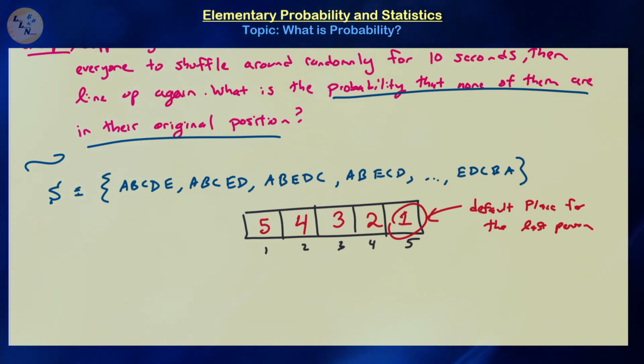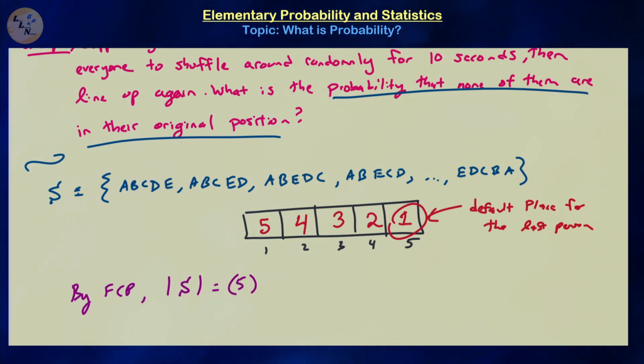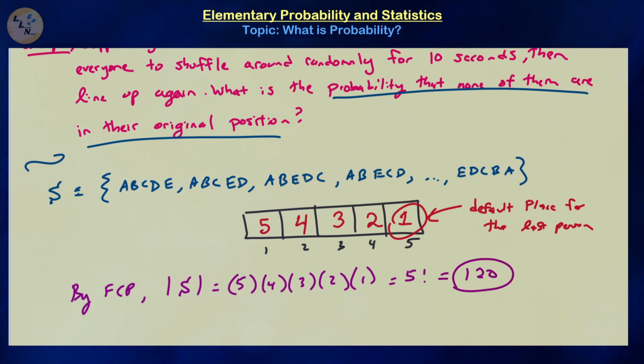So by the fundamental counting principle, one can say that the cardinality of S is going to be equal to 5 times 4 times 3 times 2 times 1, which is going to be 5 factorial, which can be found to be 120.